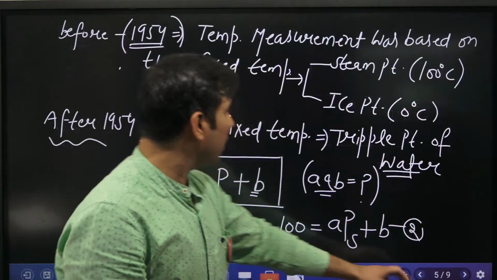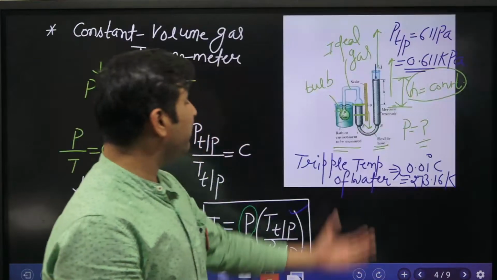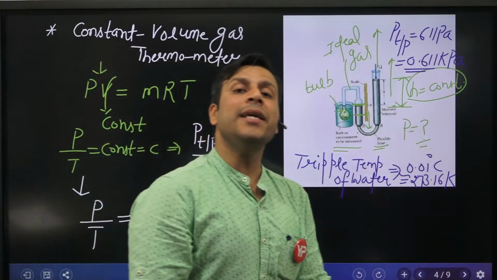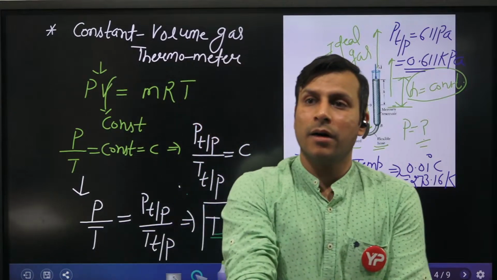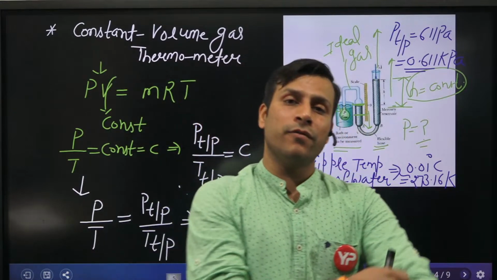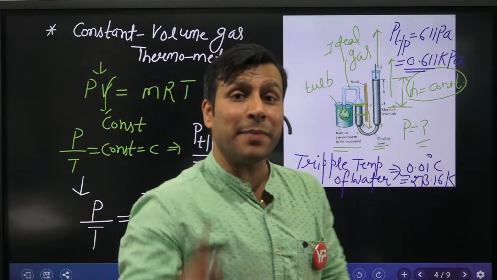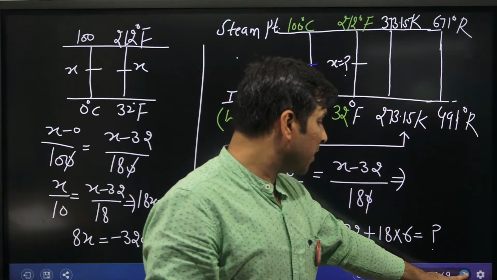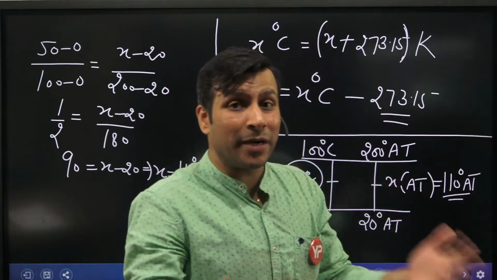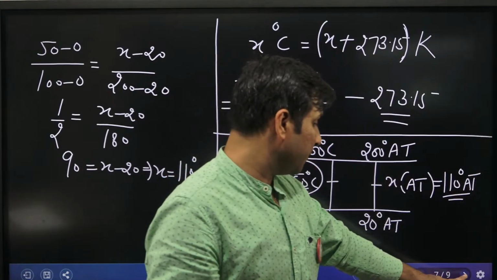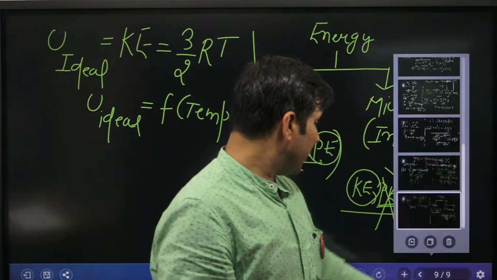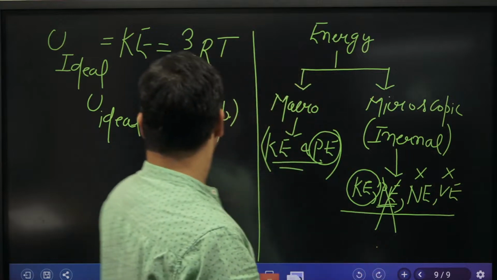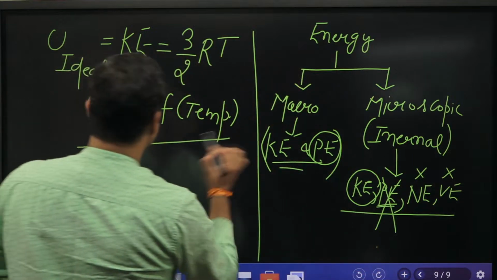The temperature of an ideal gas thermometer is independent of the material. Ideal gas thermometer temperature is independent of the material. It does not depend on the material or the construction, it depends on the temperature only. Okay, so let me now write here some of the questions.